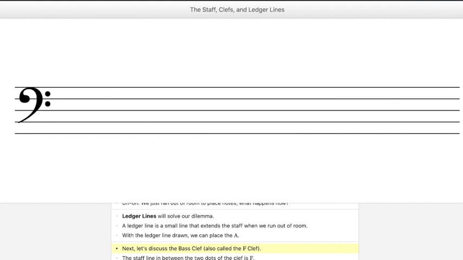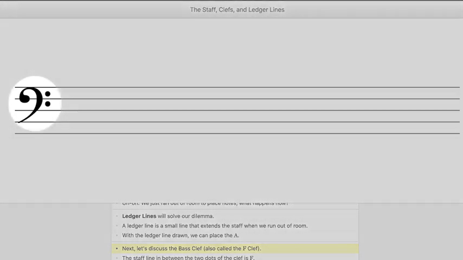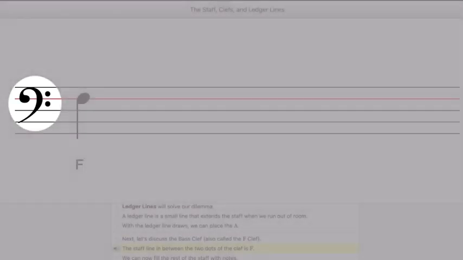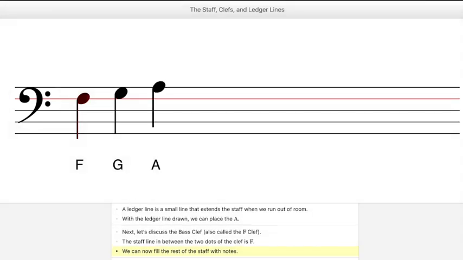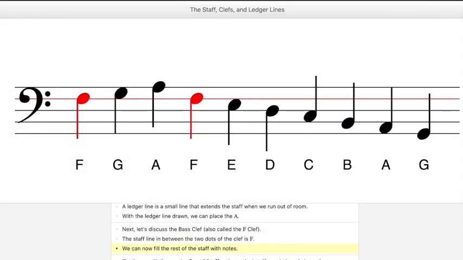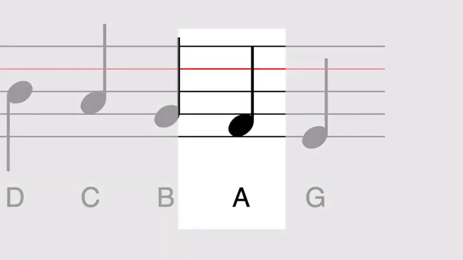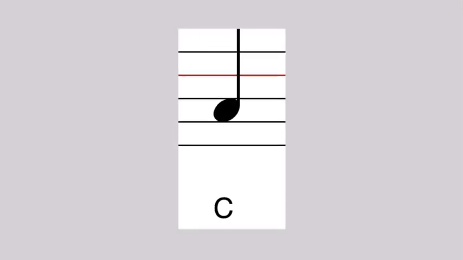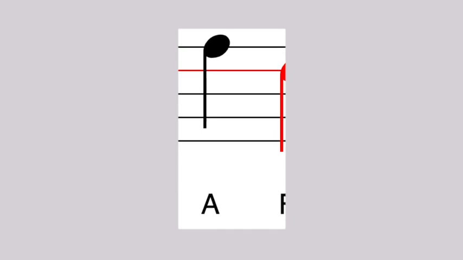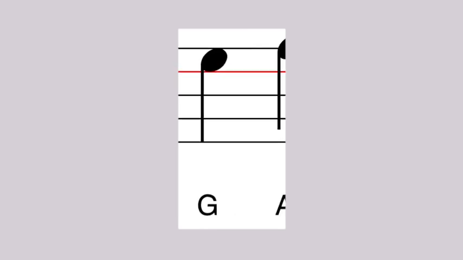The bass clef, which is typically used for lower sounding instruments and lower sounding voice parts like baritone and bass, is sometimes called the F clef because its little spiral circles around the F note. Let's fill in the rest of the staff. Take notice here, we have that same scale going from A all the way up to G and then repeating again at A.